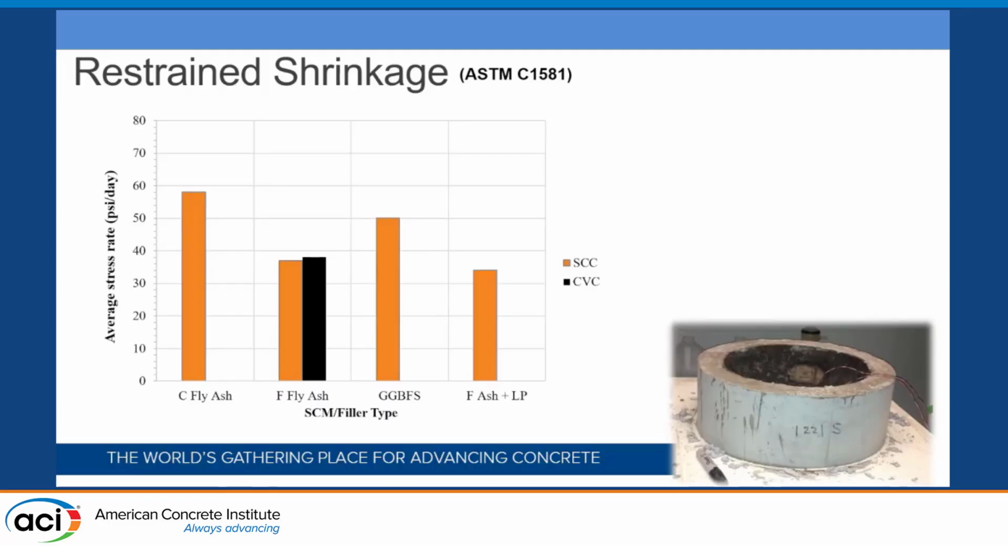Looking also at restrained shrinkage, which is very important in applications like bridge decks, where you have restraining from girders, and you look at the chances of having cracking. You can see this one I compared only with the conventional concrete, because with conventional concrete we had only one SCM mix, which is the one with Class F fly ash. And again, you can see the mixtures with Class C fly ash had the highest shrinkage, restrained shrinkage as well as drying shrinkage.